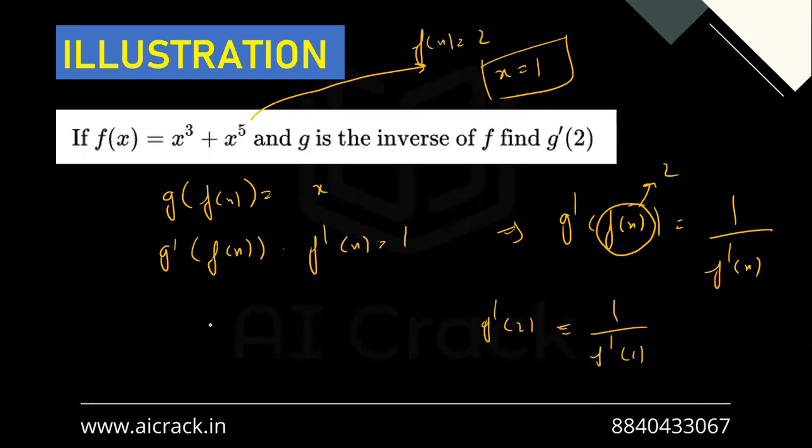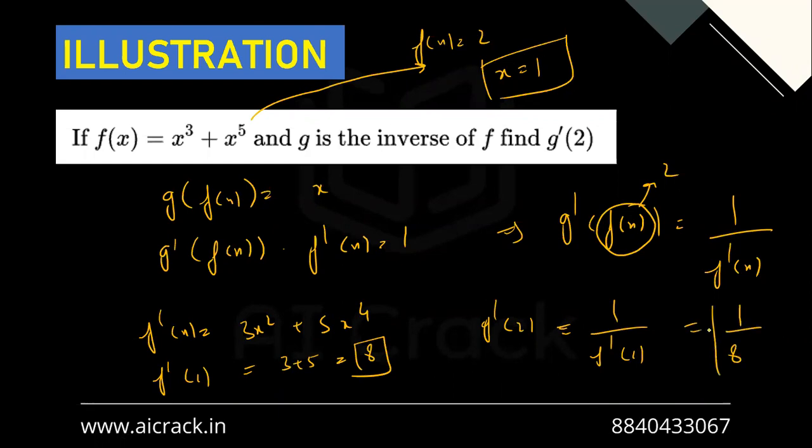So f dash x equals to 3x square plus 5x raised to 4. So if we just plug in 1 over here, that would give me 3 plus 5, that is 8. So that would give me 1 by 8 as the answer. So this is how you have to do in all these questions. This is a very standard question. This is a very standard method. And around this method only, if at all, you'll be getting questions in PGDBA, right?